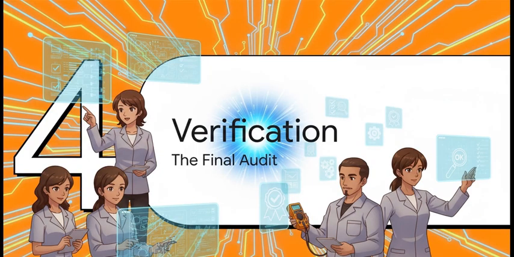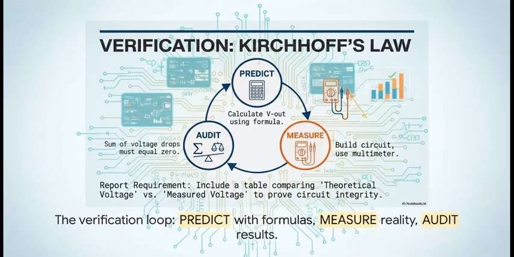Excellent. You've built the circuits, but guess what? You're only halfway done. The most important step for any technician is verification and quality control. This is the final audit. Your workflow needs to become this constant loop, almost like a mantra. First, you predict the output using the formula. Then you measure the actual output with a multimeter. And finally, you audit your results by comparing the two. Your report absolutely has to include this comparison to prove the circuit's integrity.